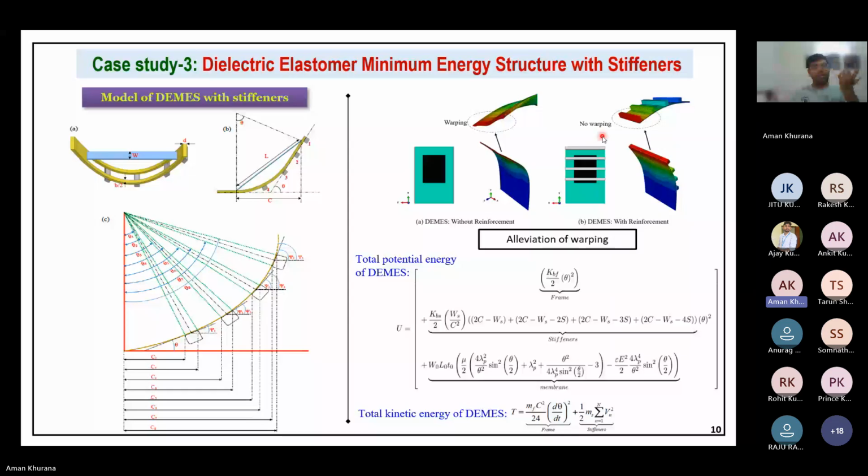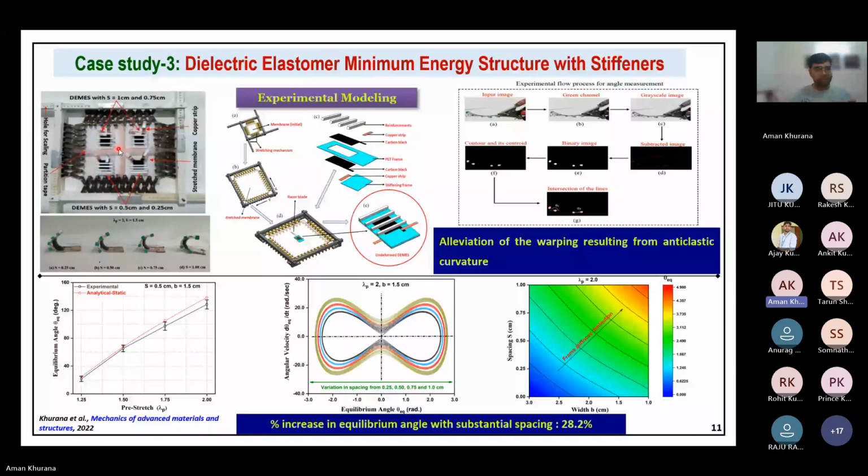We have this DMS with different spacing between the consecutive stiffeners. When we release it, we obtain different attained equilibrium angles because the spacing between the consecutive stiffeners is changed. This is the experimental modeling we have done, and this is the mechanics of how we followed it.